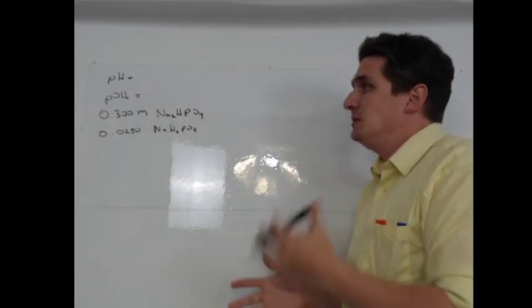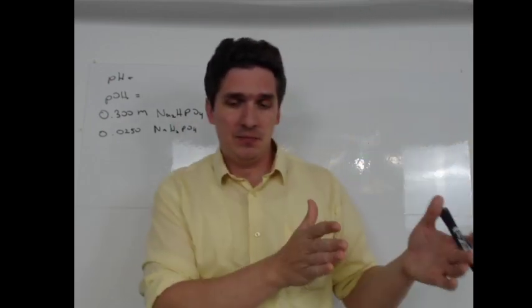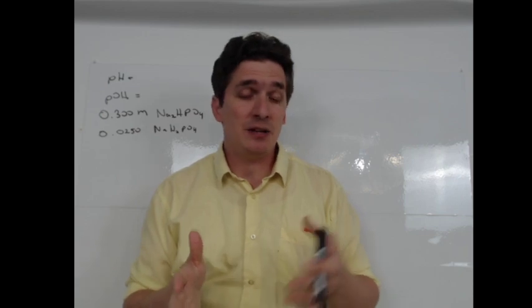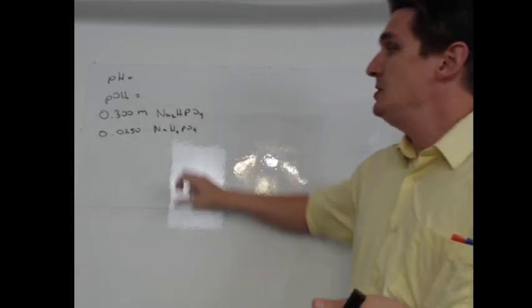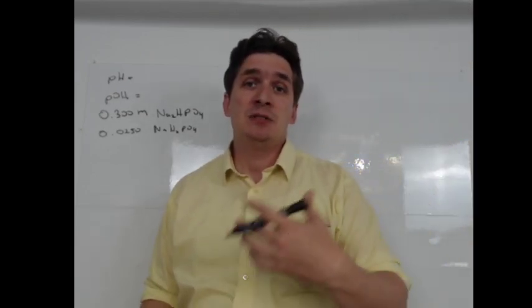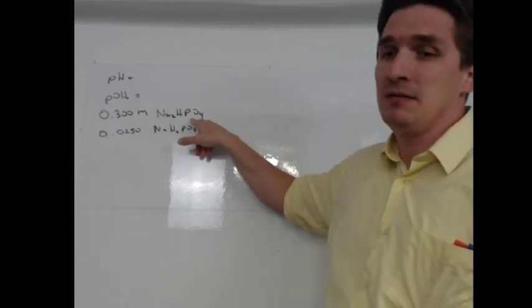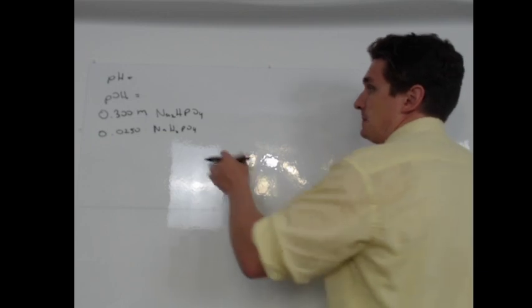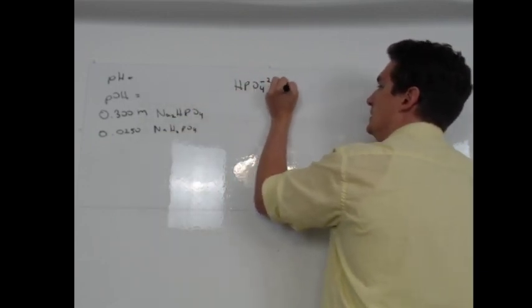Now, for your convenience, I always list the base and the conjugate. Base first, conjugate second. Same thing you've probably seen with the acids. I list the acid first and the conjugate second. The way you would know that this is the conjugate, if it's a base, it's going to accept a hydrogen, which means it's going to gain an H. So since this has more hydrogens, this is the conjugate of this. But we have HPO4 minus 2.